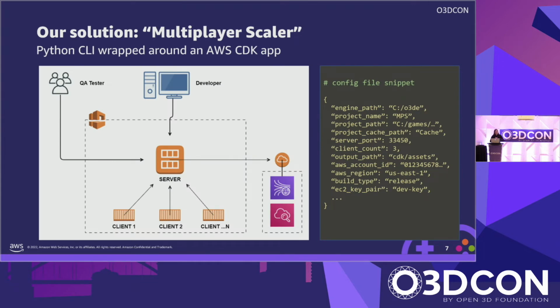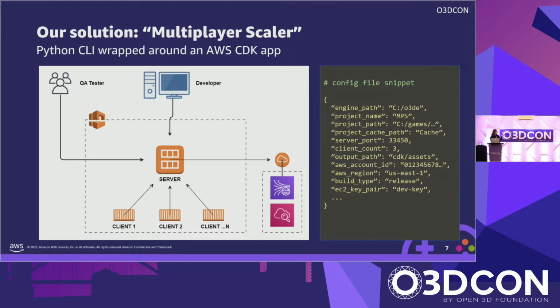Okay, so what we've ended up with is something we call multiplayer scaler. It's basically a Python CLI wrapped around a CDK application, which stands for Cloud Development Kit. And the Cloud Development Kit is basically a framework that lets you define your infrastructure as code, and we'll take a look at that code later. And wrapping a CLI around it not only makes it easy for us to run as developers, but it will make it easier to automate down the line as potentially part of a build or test pipeline.